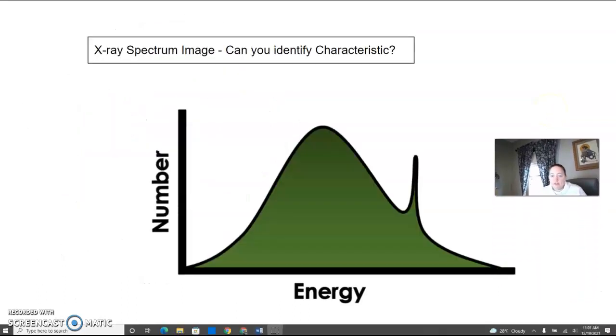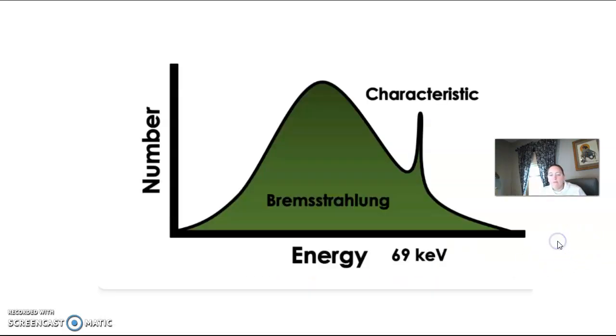What about the X-ray spectrum? If you're given this picture and asked to locate the area where characteristic radiation would happen, remember, characteristic has only a small window. Okay? So this sharp point here is going to be your characteristic. Bremsstrahlung makes up 90%, right? So most of this is going to be Bremsstrahlung. So say you're asked to click with your mouse onto the characteristic part of the spectrum, you would click here.